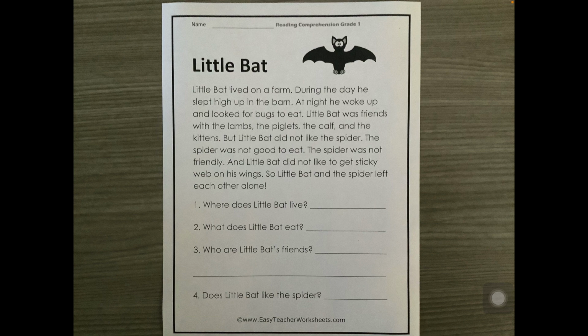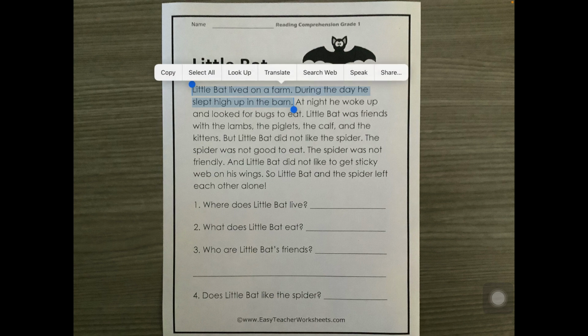So I can take my finger and press down on a certain part of the passage and highlight the part I want read out loud. And I'll get the same options that popped up before.